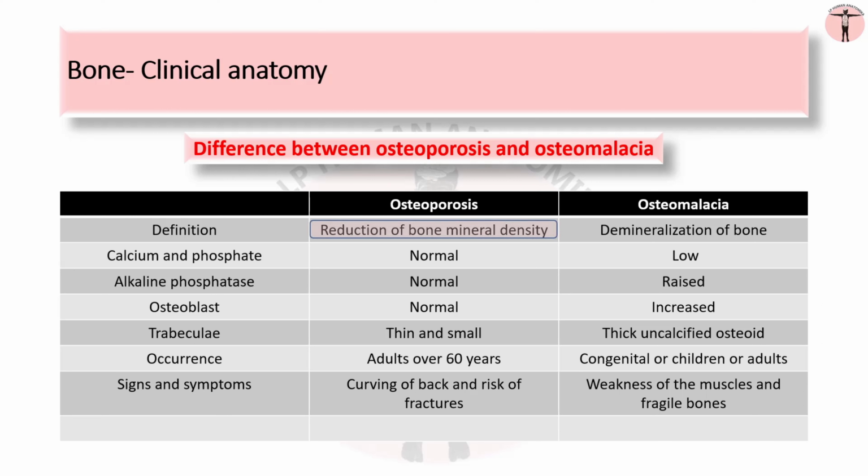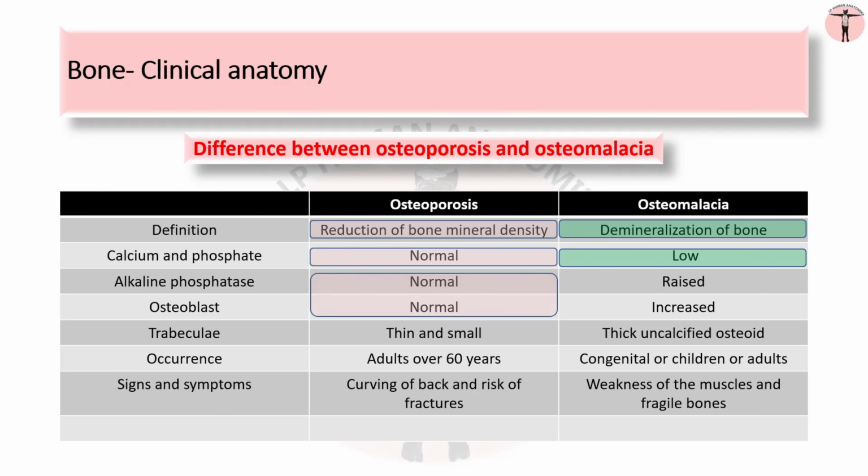In osteoporosis, there is reduction of bone mineral density, and in osteomalacia, it is demineralization of bone where deposition of calcium does not occur during development. The calcium and phosphate are normal in osteoporosis but low or absent in osteomalacia. Alkaline phosphatase and osteoblasts are normal in osteoporosis but increased in osteomalacia. Trabeculae are thin and small in osteoporosis but thick and uncalcified osteoid in osteomalacia.